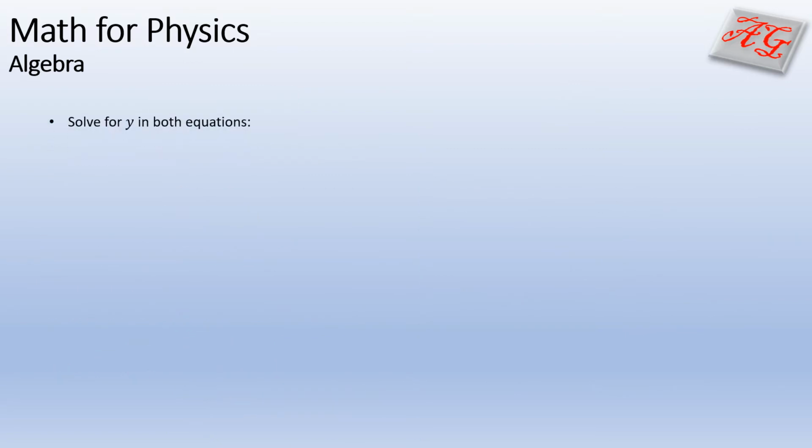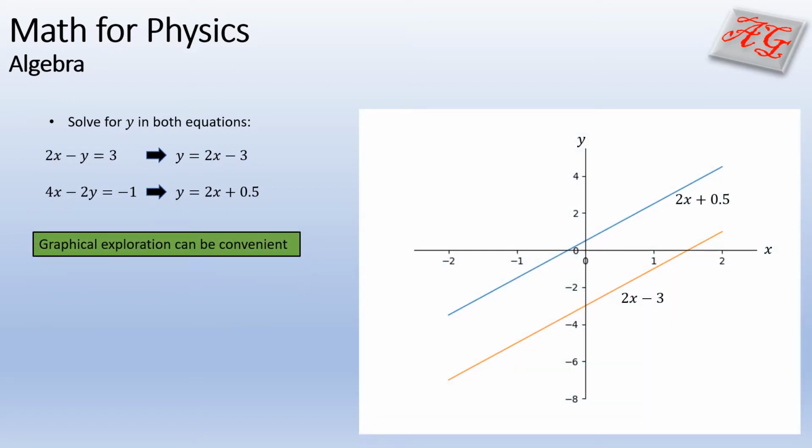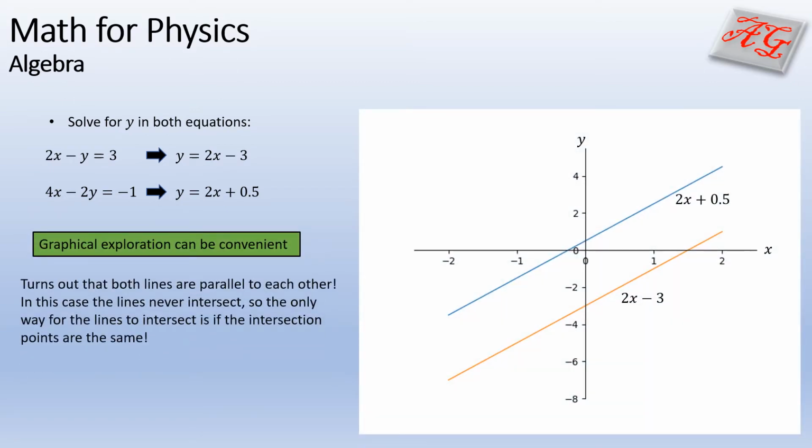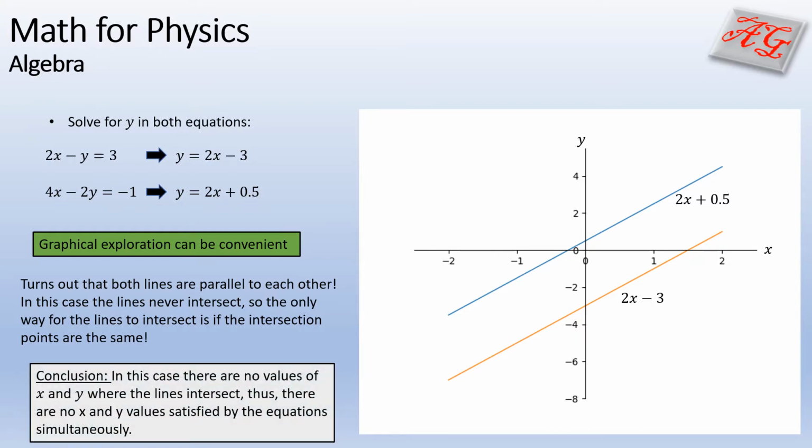Just to see what is happening, we solve for y in both equations. At this point, it may look obvious what is happening, but let's use some graphical exploration to see what's going on. Even if you already knew it, it turns out that the lines described by these equations are parallel, and parallel lines never intersect. Thus, we can conclude that there are no unique values of x and y that satisfy both equations simultaneously.